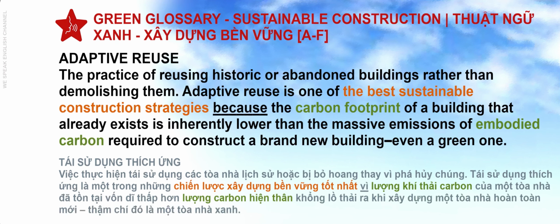Adaptive reuse. The practice of reusing historic or abandoned buildings rather than demolishing them. Adaptive reuse is one of the best sustainable construction strategies because the carbon footprint of a building that already exists is inherently lower than the massive emissions of embodied carbon required to construct a brand new building, even a green one.